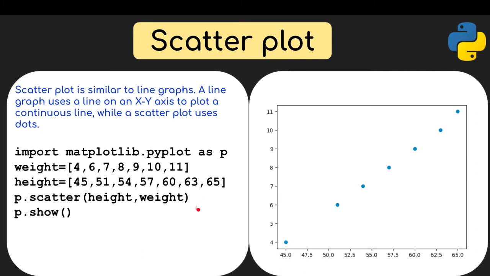You can always specify x label and y label. So p dot x label is going to give you the label right over there, p dot y label will give you the label right over there, and labels parameter will provide the label for the graph.